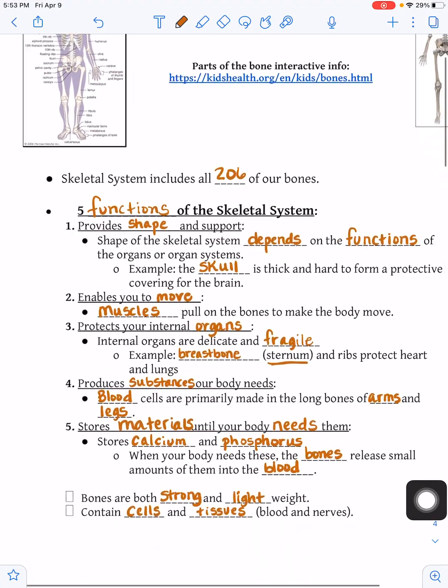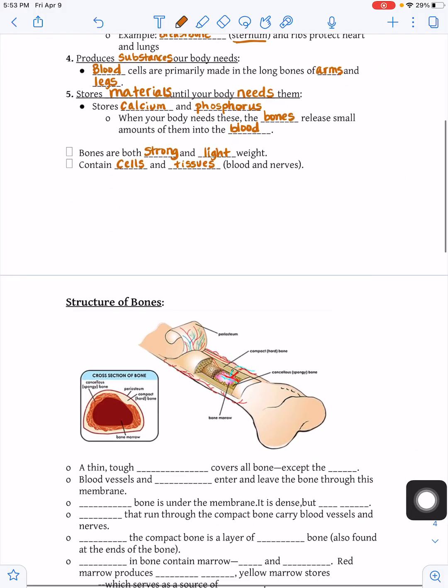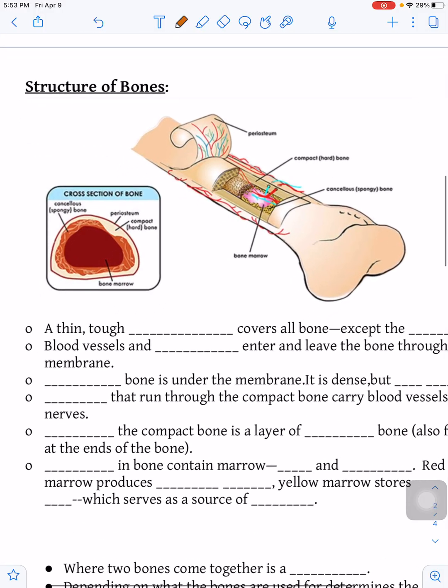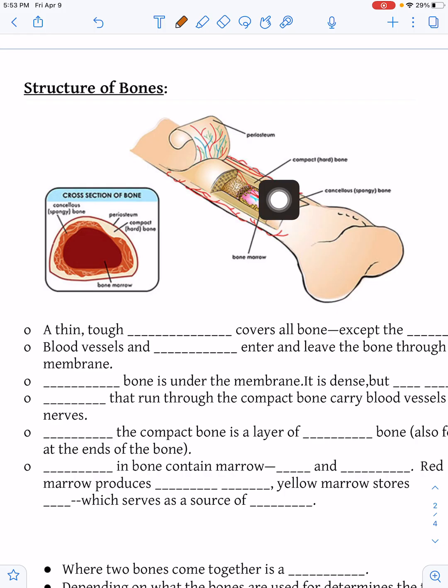Okay, so the structure of a bone, let's write in some of the structures because this is what it looks like. If we cut a bone open, what it would look like inside. This is a cross-section of a bone, so if we cut it in half, we can see the different layers and what it all looks like. And of course, because it's science, everything has a hard, complicated name and an easy name typically too. So we're going to talk about those.